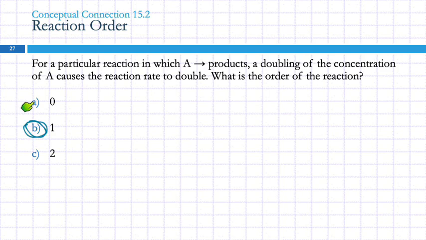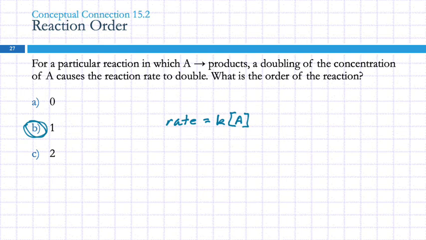So we talked about a 0 order reaction. The rate doesn't depend on the concentration. If we look at the first order rate law, this has an exponent of 1, and we usually leave the 1s out because they're assumed. The rate is proportional to A. If we double A, we double the rate.